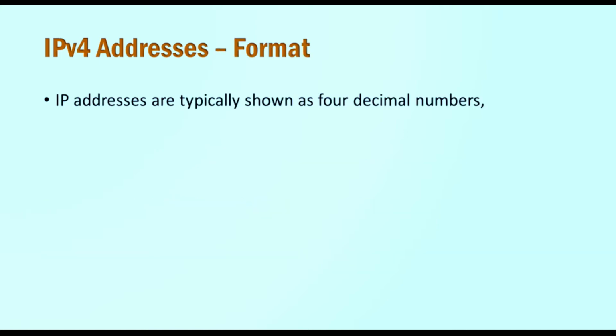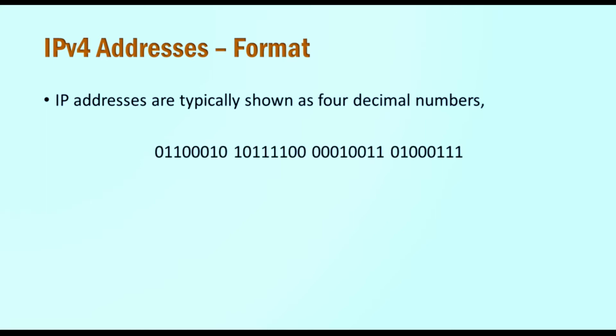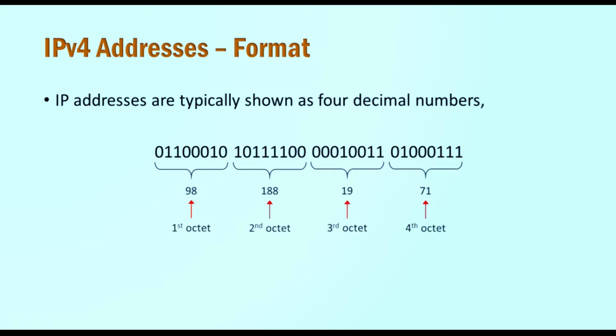But this is just a binary representation. An IPv4 address is typically shown as 4 decimal numbers, which we can see here. So this is the example from the previous slide, and these are the decimal values of the same example. And these are the octets. We count the octets from left to right. The first octet is 98, the second one is 188, the third one is 19, and the fourth one is 71.